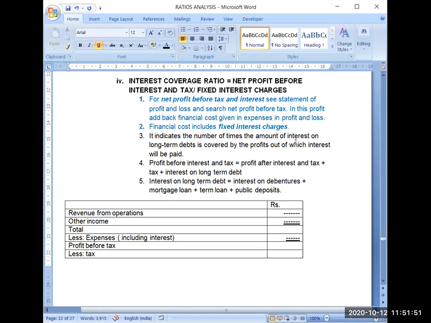If a company is earning losses continuously or is not having sufficient profits continuously, then after 2, 3, 4 years it will become a trouble to pay the interest because the company is not earning anything. So that's why creditors are checking how safe their interest is.